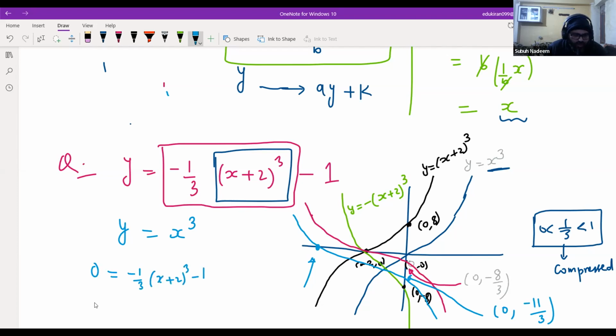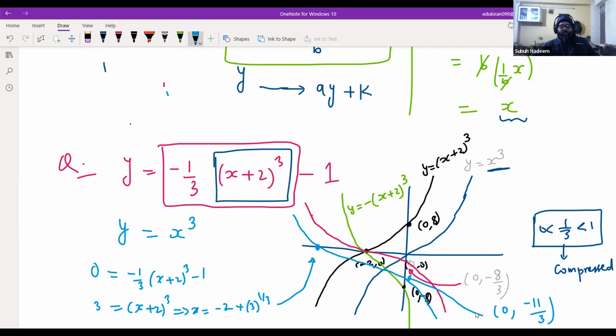So 1 by 3 is equal to (x plus 2) whole cube. So x will be minus 2 plus cube root of 3. You don't have to find this point, but anyways, I have it. So this is the final graph. This blue graph which is coming is the final graph. It is intersecting the y-axis at 0, comma minus 11/3.